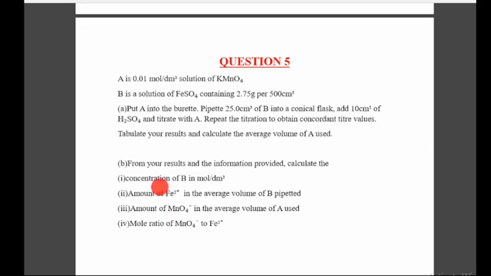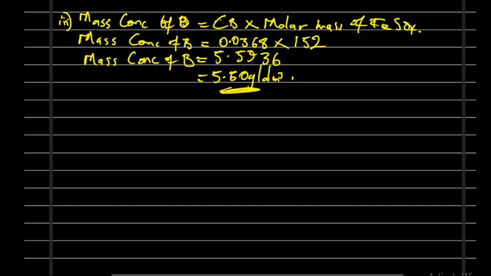So we are calculating the concentration of base in moles per dm³, the amount of iron in the average volume of B pipetted, and then the amount of the manganese oxide in the average volume of acid used, as well as the mole ratio of the manganese oxide to the iron. So those are the things that we want to work on right now. So, question 5.